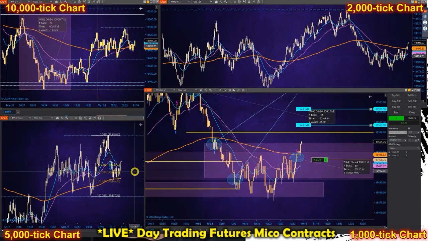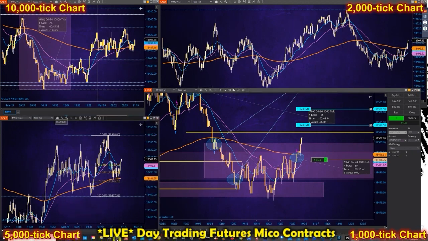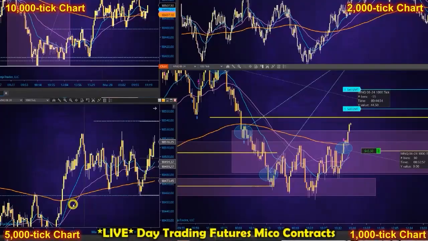Okay, last day of March 2024. It's time for me to show what I'm doing here. I've been scalping in the range all day. This is what it's looked like before the markets open. In the bottom left here, you can see the 5,000 tick chart.